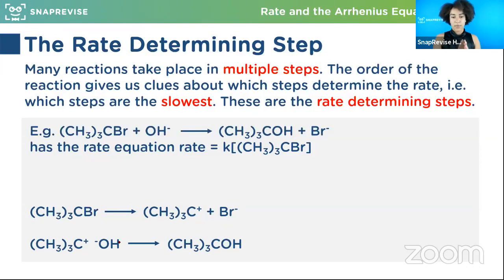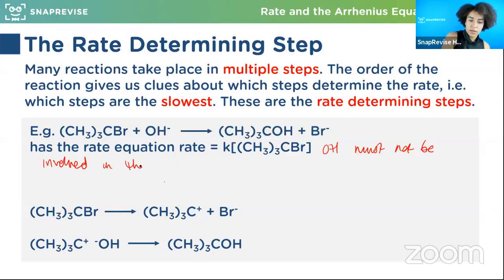Yes, so rate determining step is about starting to think about reaction mechanism. I've got an example here. We've got this substitution reaction between bromine and hydroxide, and essentially it's just swapping out. And we've got this rate equation, and the rate equation does not have an OH. OH is there, but it's got a zero order, so it disappears because anything to the power of 0 is 1. So we've got to assume that OH must not be involved in the rate determining step.